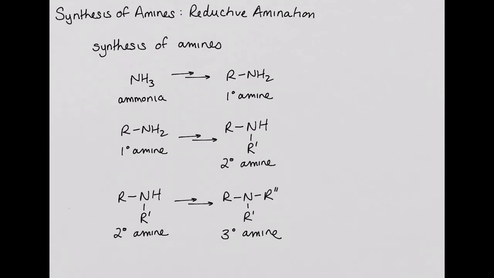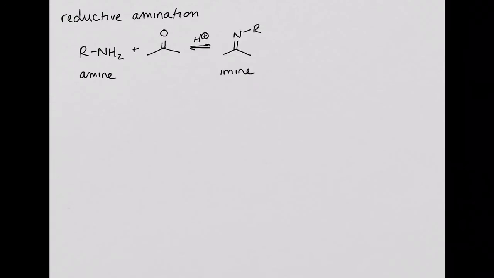One way to carry out this type of synthesis of amines, adding R groups, is through reductive amination. Reductive amination adds an R group to an amine through an imine intermediate. Combination of an amine with a ketone or aldehyde in the presence of an acidic catalyst forms the imine, which can be reduced to form a new amine with an additional R group.